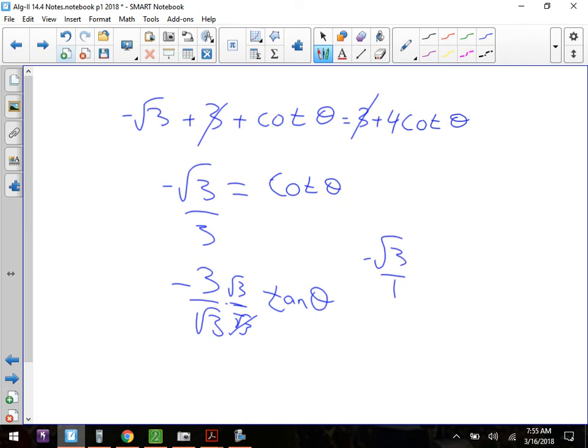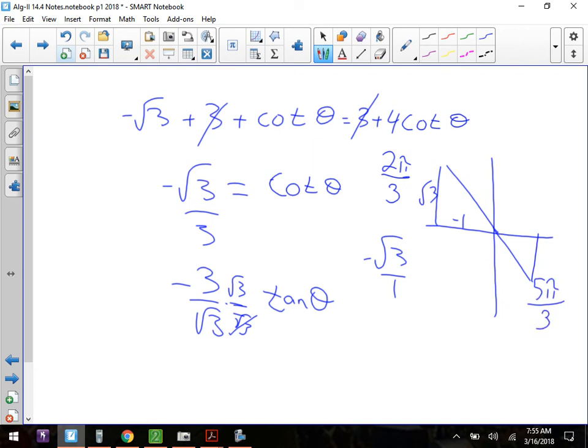So that one is your opposite over adjacent. Tangent is negative in second and fourth. If my opposite is the root 3, that's my adjacent. So that is going to be a 60 for both of those guys. So a 60 degree angle would be pi over 3, up to 2 pi over 3. And then this would have been 5 pi over 3.